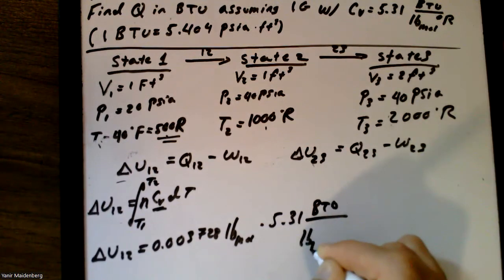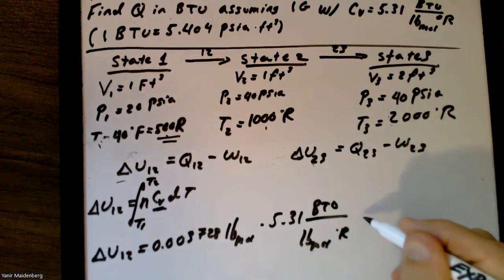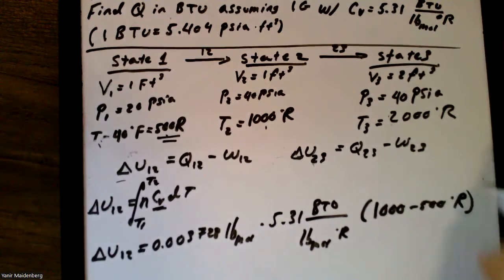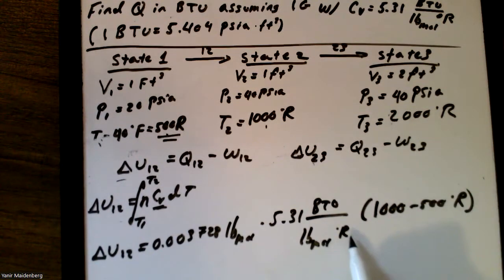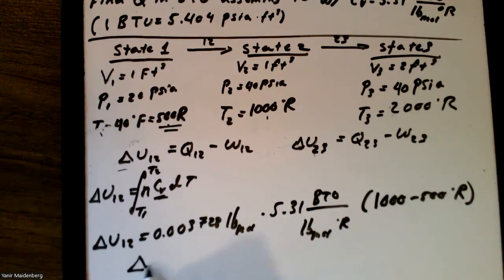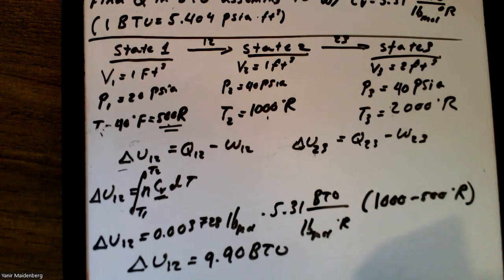BTU per pound mole R. Okay, so that's the CV, and we get delta T, and delta T is 1,000 minus 500 degrees R. And look at the units, the R's cancel the R's, and pound moles cancels the pound moles. So I actually get that the delta U for the process from 1 to 2 is going to be 9.90 BTU. Okay, so that's my delta U for this process.